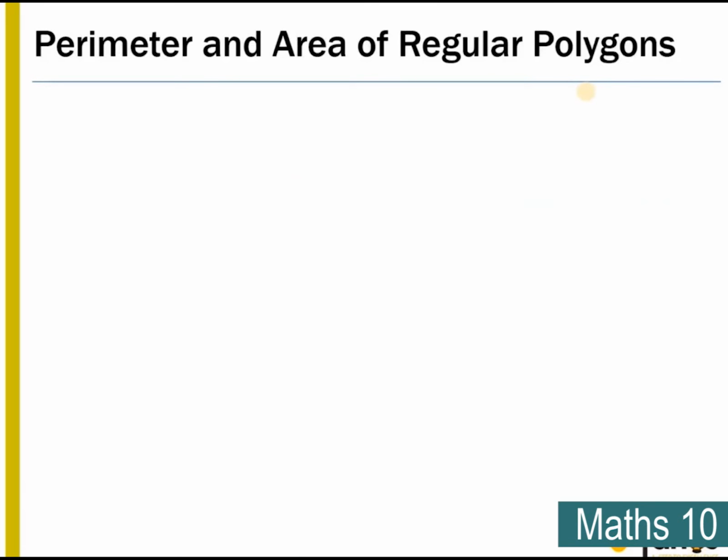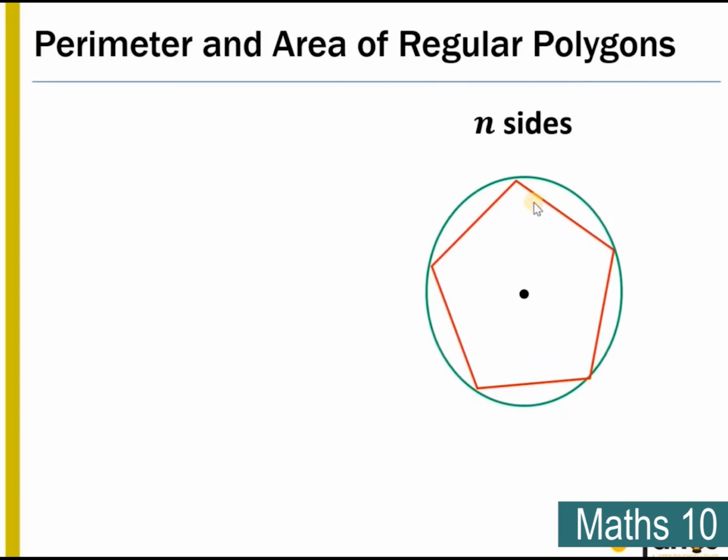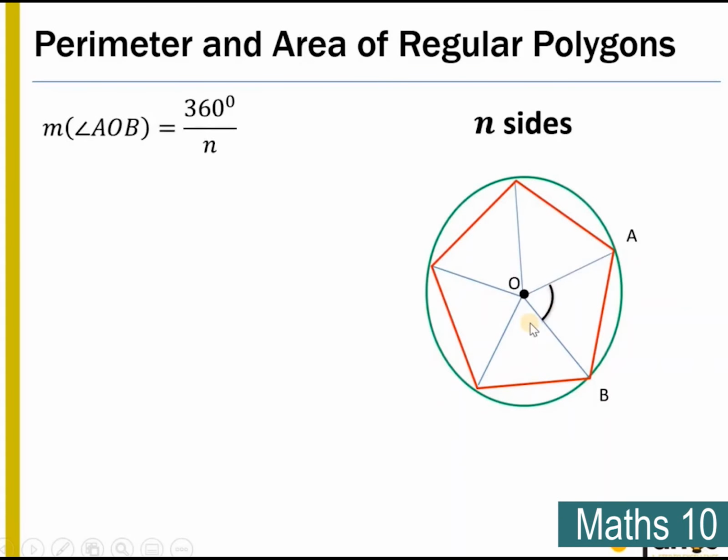Perimeter and area of regular polygons. In this example, we'll draw a pentagon with five sides, but we're going to assume that our regular polygon in general has n sides. Let's divide our polygon into 5 triangles, or n triangles in general. Each of these triangles is exactly the same as each of the other triangles, because the polygon is regular. So this angle here is the same as all of these other angles. So that means that angle AOB is equal to 360 divided by n, because there are n angles at the centre.